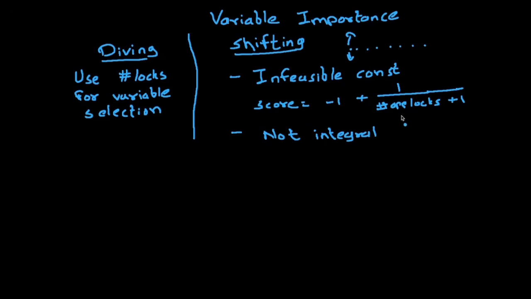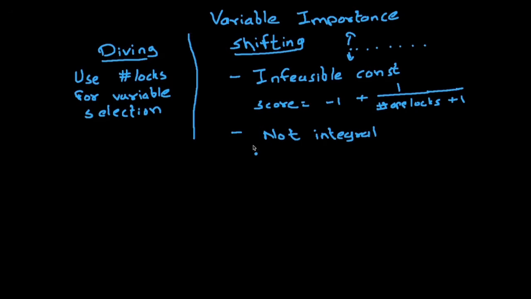If obviously the variable is not an integer variable, then we don't look at the locks information, but we rather look at how it will affect the objective. And that's a different type of score equation, but we'll not focus on that for now.